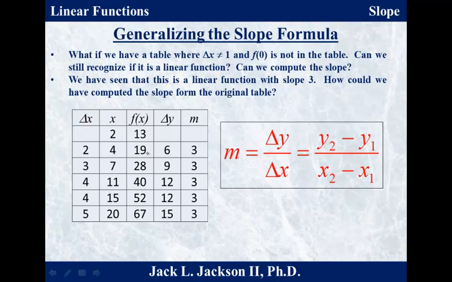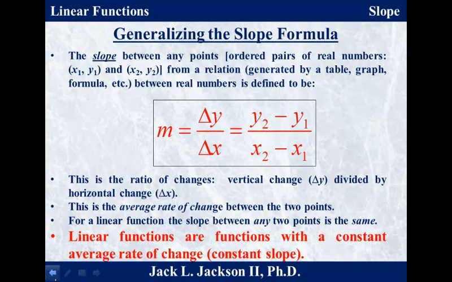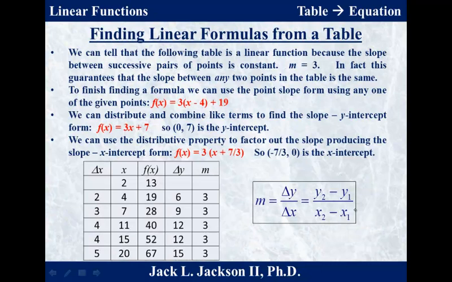So we did it with successive points, but if you took, for example, 20, 67 and 4, 19, you'll get different delta x's and delta y's than we had here, but when you divide, you're going to get the same slope. So, in big red letters here, linear functions are functions with a constant average rate of change, or a constant slope. That's going to be the main thing about linear functions.